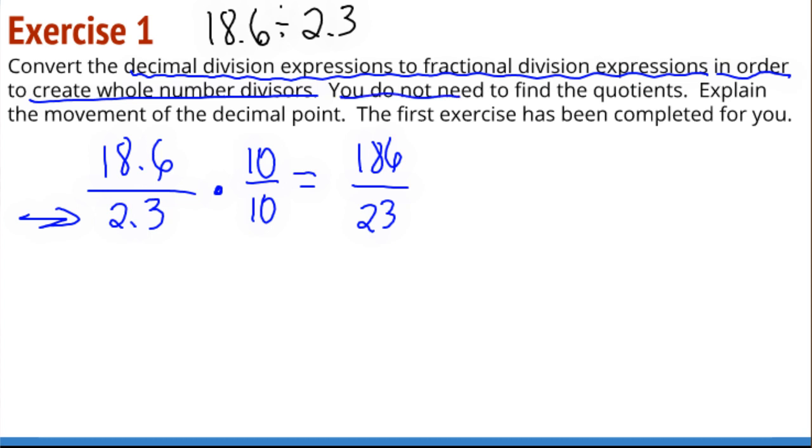And it says right here, I do not need to find the quotient. I don't have to do the division. But I do need to explain the movement of the decimal point. So the decimal, if I'm doing a little comparison here, in the divisor here, it was 2 3/10. And over here it has become 23. Here in the dividend, it was 18 6/10, and over here it has become 186. Well, the explanation for that is that I have multiplied by 10.